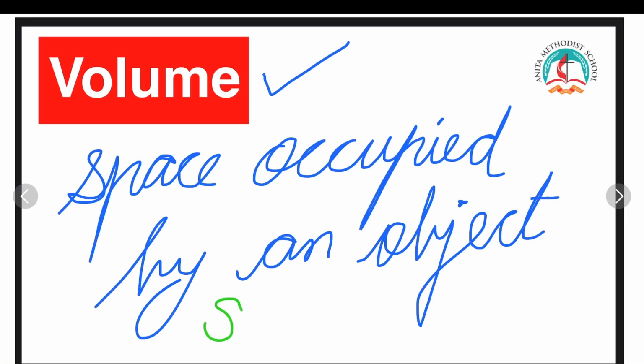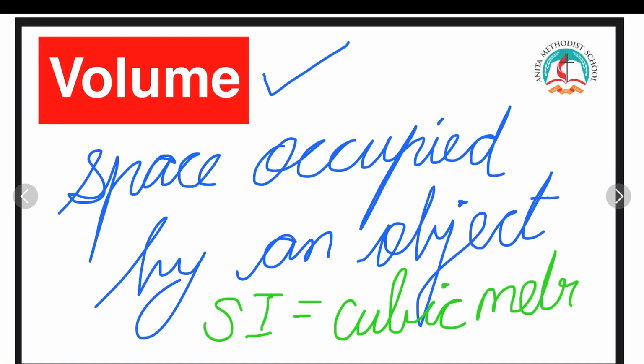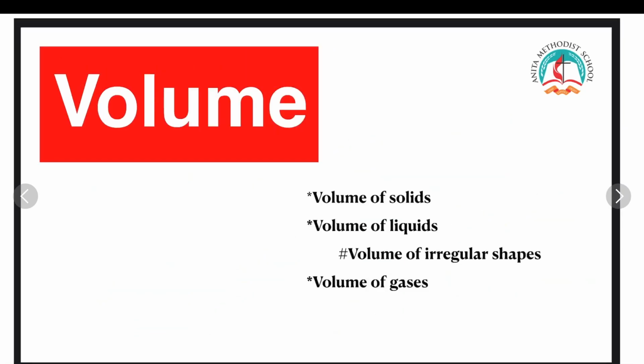The SI unit of volume is cubic meter. Cubic meter. We can also write it as meter to the power 3. So, in today's class, we are going to see about volume of solids, volume of liquids, volume of irregular shapes, and also volume of gases.